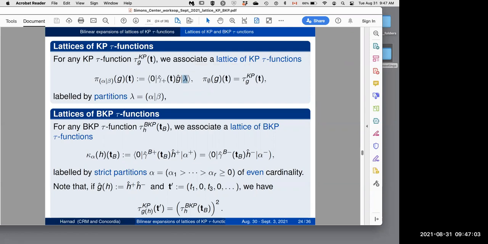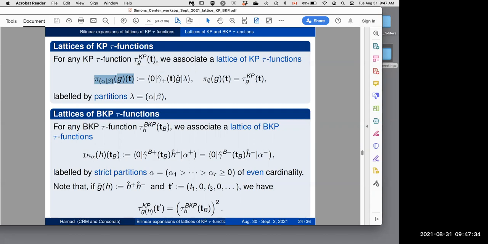So the lambda and alpha beta are just different notations for the same partition. And instead of taking the vacuum expectation value, which defines the original KP tau function, we make a lattice of these things by introducing these polynomial elements on the right, and specifically choosing the Fermi creation annihilation operators corresponding to a basis element, lambda. So that gives you a Schur lattice of KP tau functions, labeled by partitions.